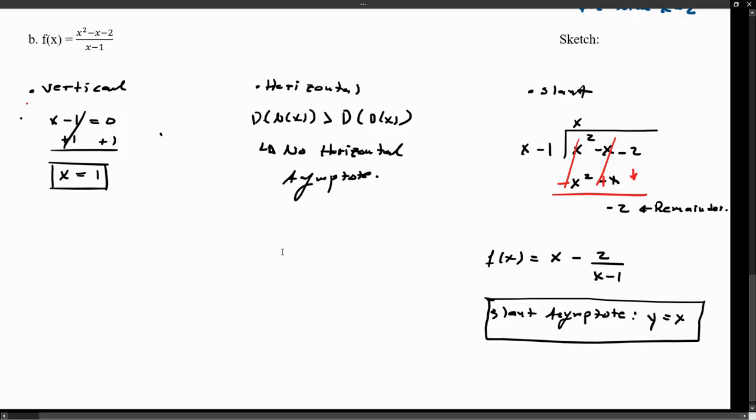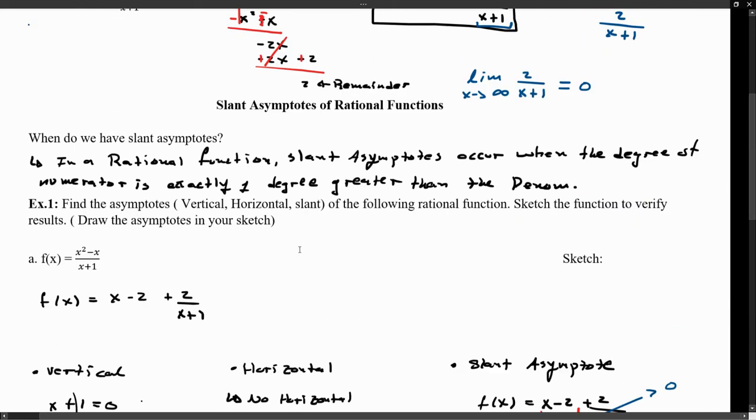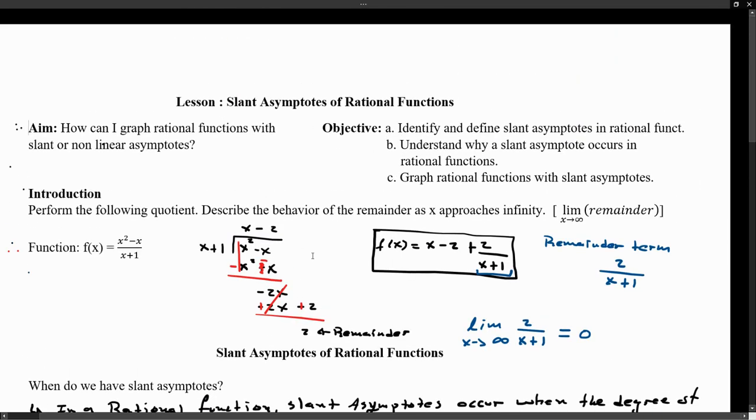So with this, we conclude our lesson for slant asymptotes of rational functions.